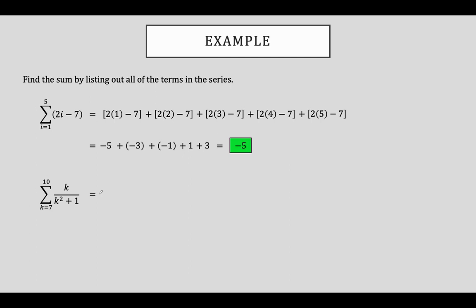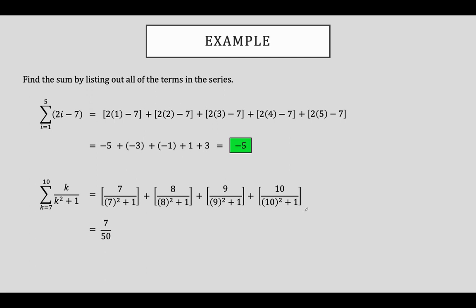So that means the first term in this sum would be 7 divided by 7 squared plus 1, plus 8 divided by 8 squared plus 1, plus 9 divided by 9 squared plus 1, plus 10 divided by 10 squared plus 1. And again, this is where we are going to stop because the upper limit of the summation is 10. 10 would be the last value that I plug in for k. Now we can simplify each of these fractions. This leaves us with 7 over 50 plus 8 over 65 plus 9 over 82 plus 10 over 101.